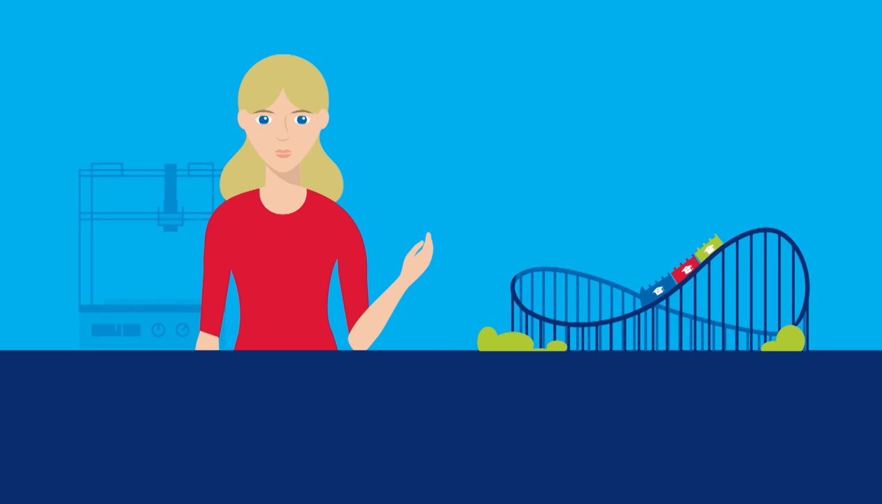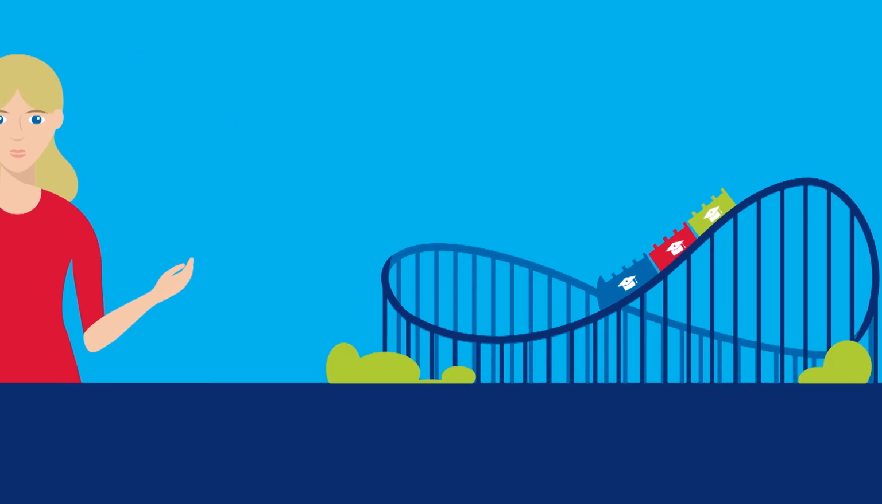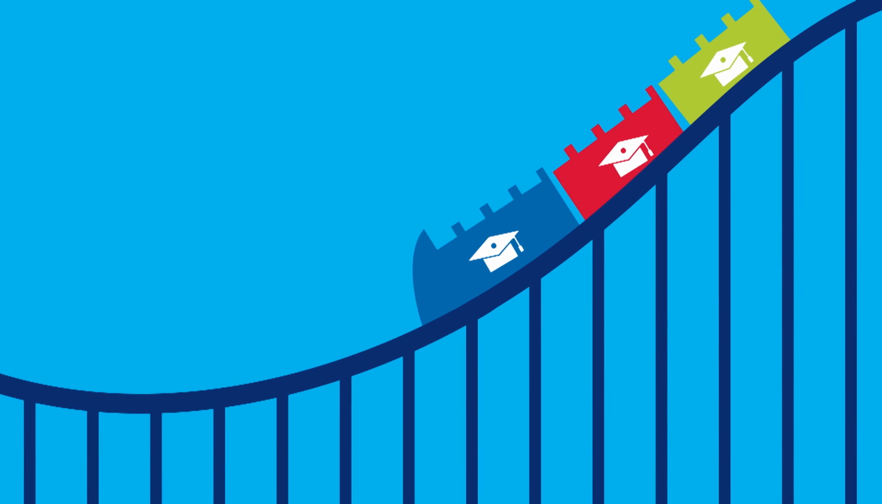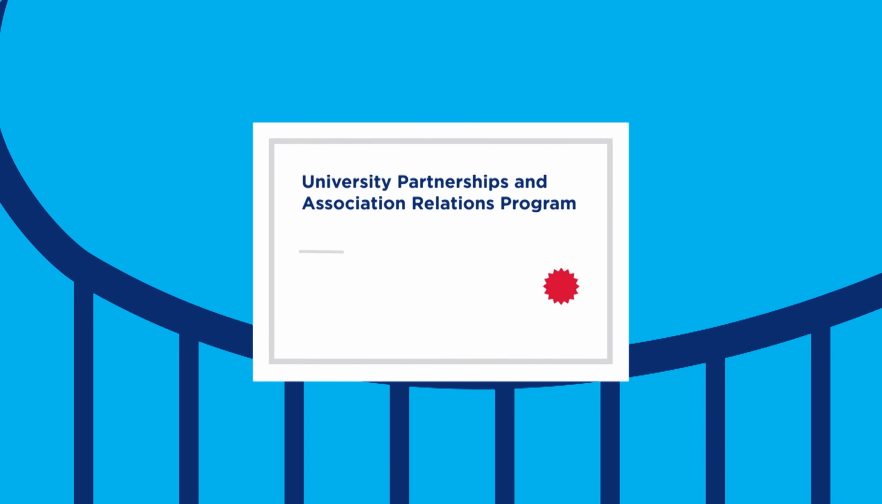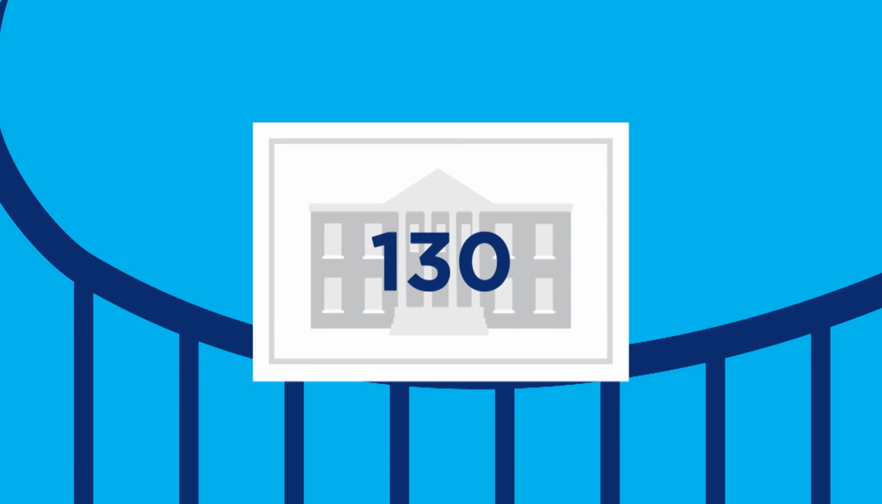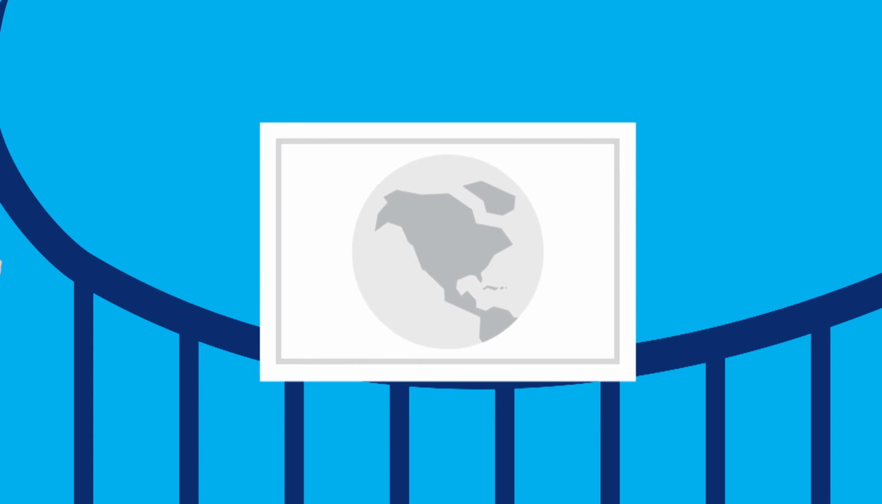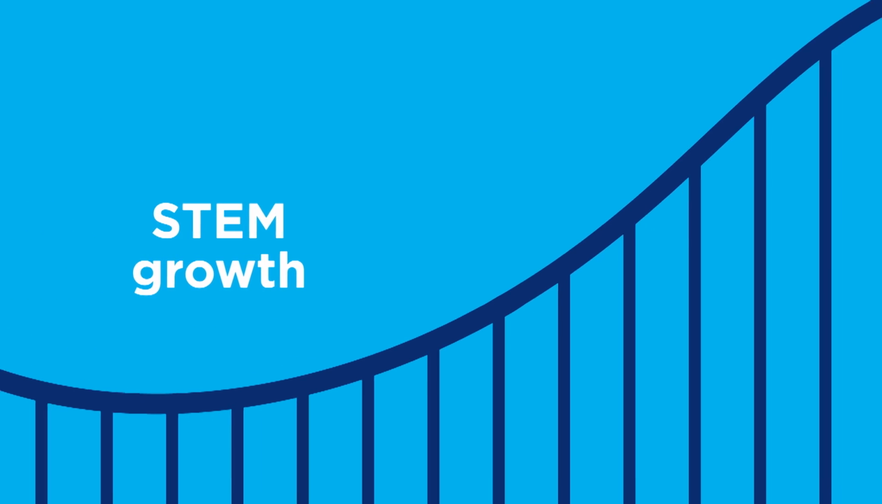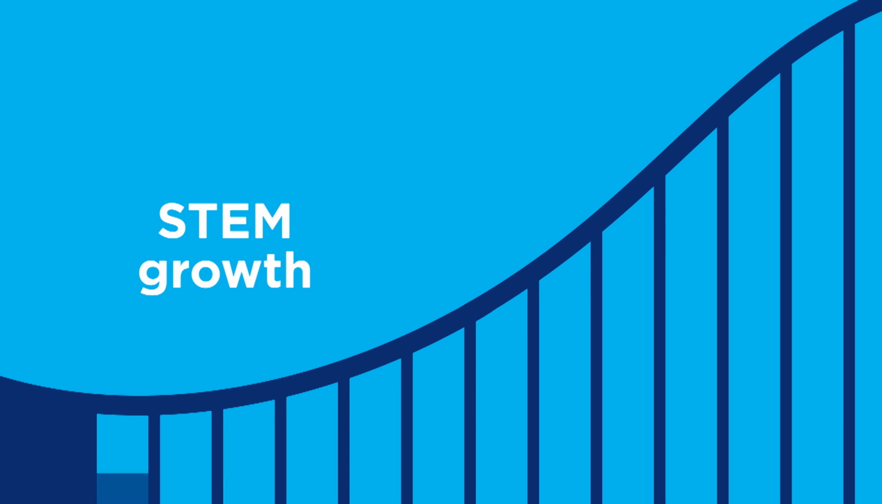Maria is entering the high school science competition. She's waiting to hear back from the colleges she's applied to, several of which offer Chevron-sponsored scholarships through the University Partnerships and Association Relations Program, which supports more than 130 colleges, universities, and associations throughout the U.S. and the world. Judging by the numbers, her future is bright.